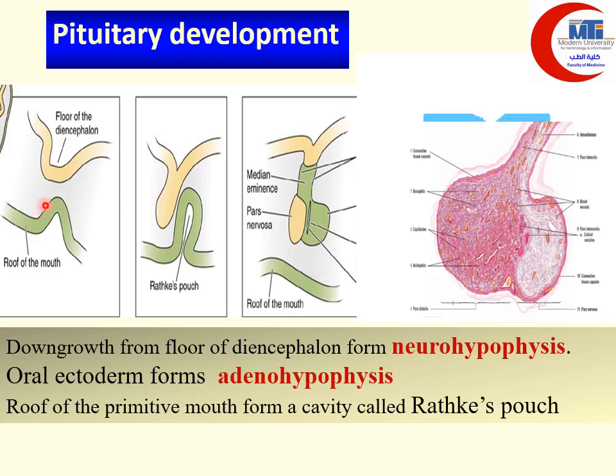So again, adenohypophysis develops from evagination from the roof of the mouth cavity. This evagination separates completely to form this green part, which is called the adenohypophysis or anterior part of pituitary, and neurohypophysis develops from a down growth from the floor of the diencephalon, which is still connected to it and called the neurohypophysis. This yellow part is called the neurohypophysis or posterior part of pituitary gland.